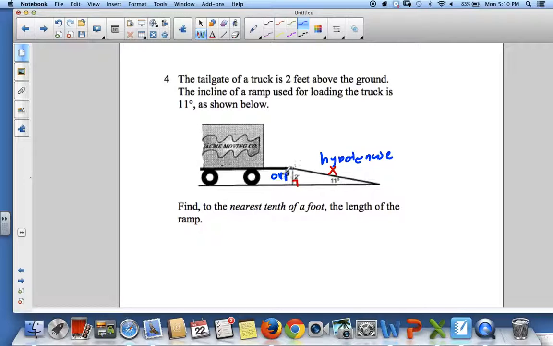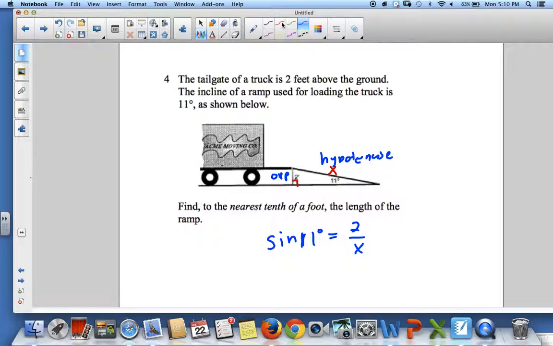So again, I'm going to use sine, but it's going to be a little bit trickier. Sine of 11 degrees equals the opposite, which is 2, over x. And this is where it gets a little confusing, because I'm trying to figure out what the values are. Probably the easiest would be to figure out sine of 11, but let's wait till the end for that.